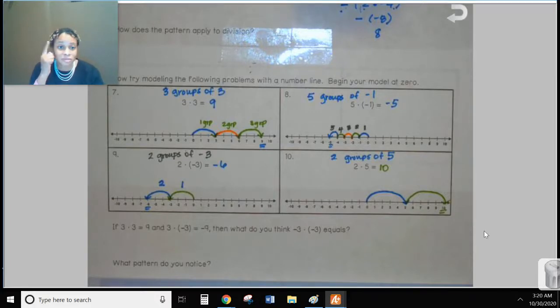We have another question for thought. If 3 groups of 3 is 9, and 3 groups of -3 is -9, then what do you think the opposite of 3 groups of -3 will equal? Take some time to think about this. There'll be a discussion post. Post your answer. What do you think the opposite of 3 groups of -3 will equal? And why? And what did you learn the first time we had one of these?